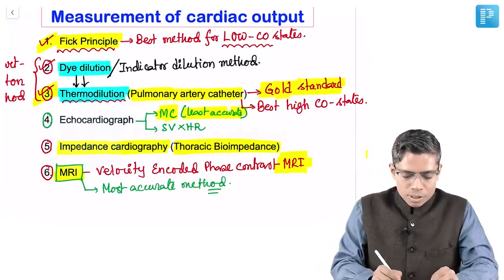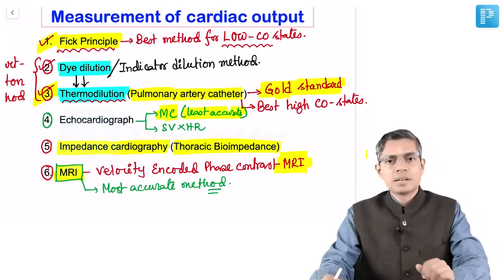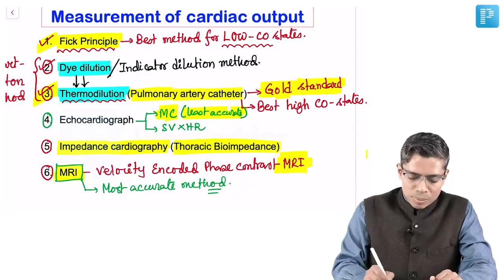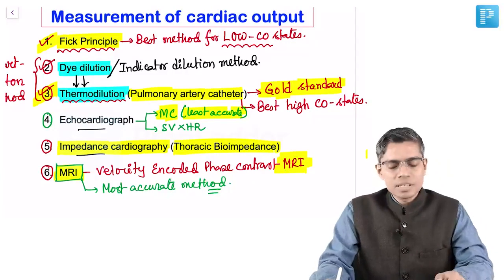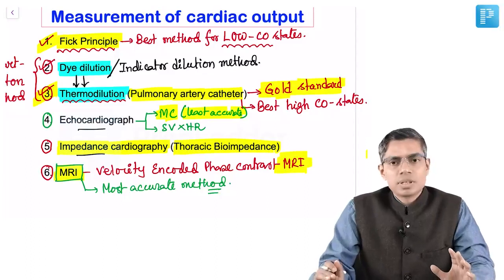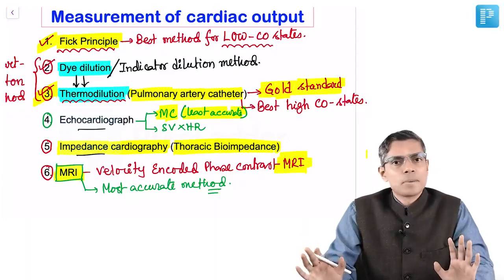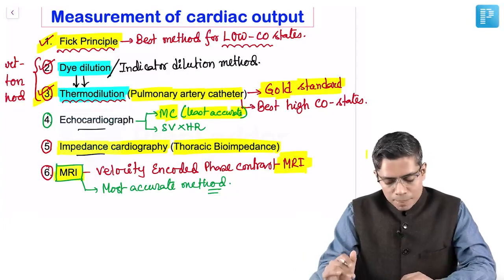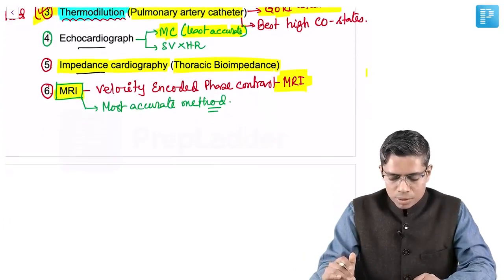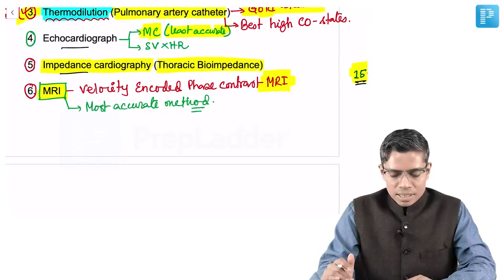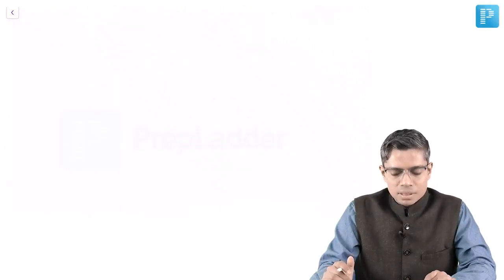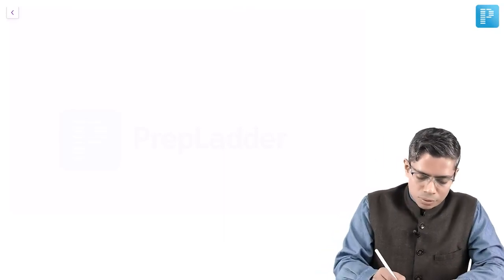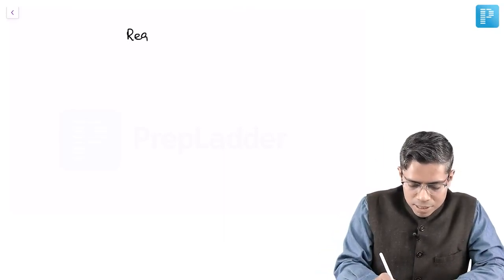Okay, now we all know the detail of this sixth method. You don't have to remember detail about this impedance or echocardiography. You just remember whatever I have already told you, right? So this is about cardiac output measurement. Okay, now after measurement of the cardiac output, the more important thing is that you have to remember how the cardiac output is regulated. Okay, so next topic is regulation of cardiac output.